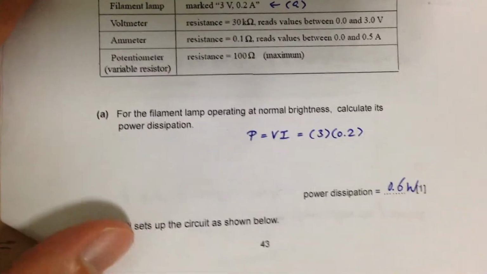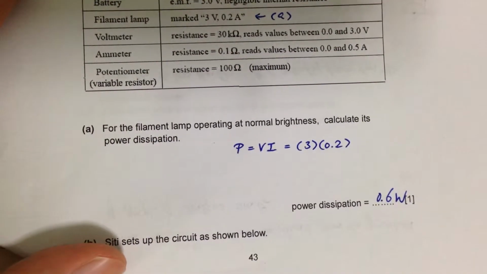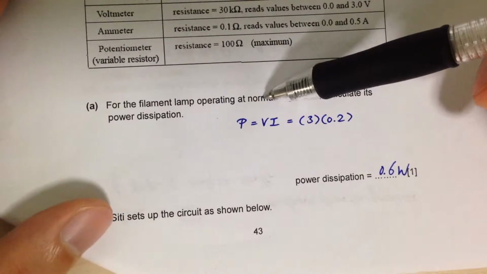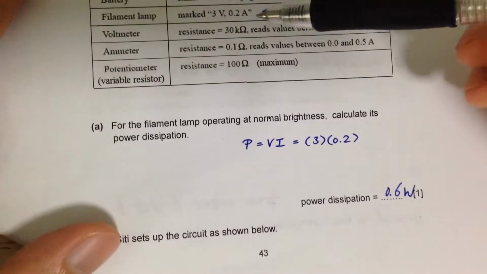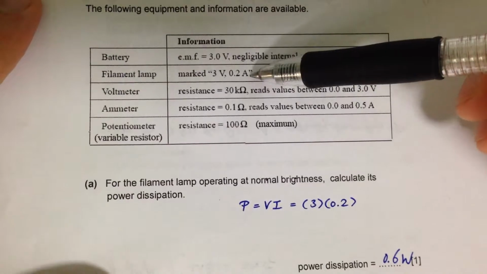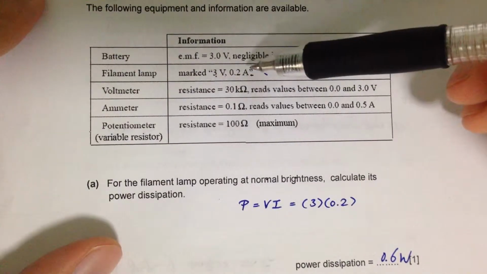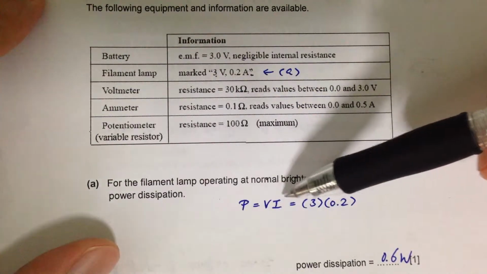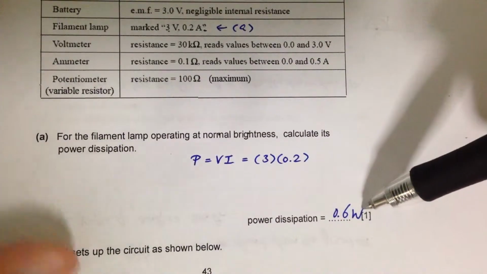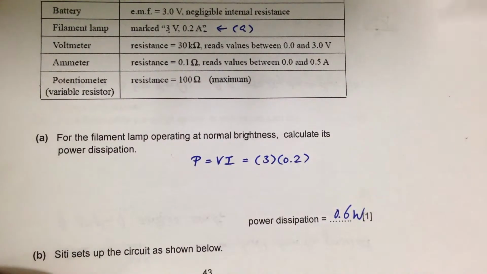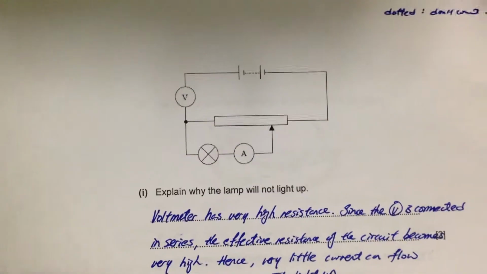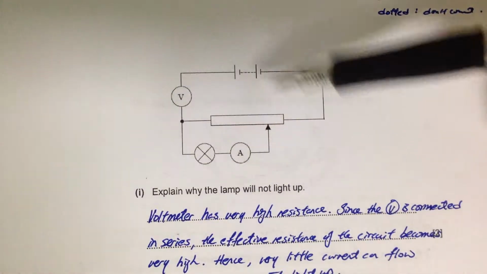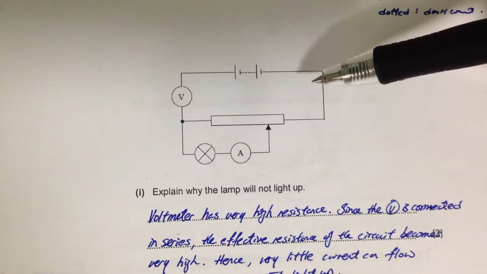Okay, question 9. Question 9 is on your electricity. So to calculate the power dissipation at normal brightness, you need to look at the power rating of the lamp. So this is the normal operating condition. Substitute these two values into your P equals VI formula, you will be able to get the power dissipation. Okay, then after that, you are told that this circuit is set up. So if you look at this circuit, it is very similar to a typical potential divider.